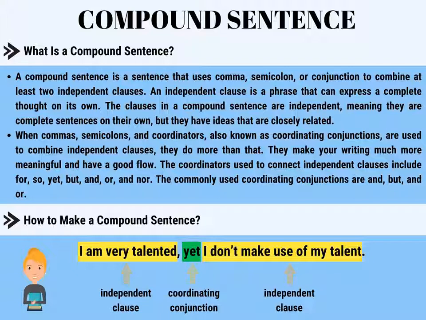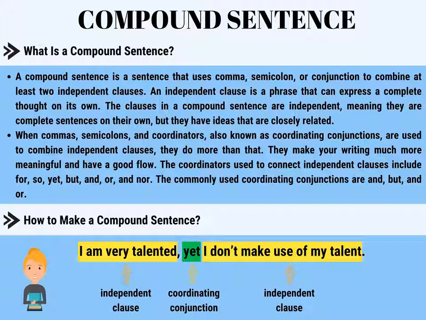Klausa-klausa di compound sentence itu bisa berdiri sendiri, meaning they are complete sentences on their own. Jadi kalau dipisah pun mereka tetap berdiri sendiri. But they have ideas that are closely related. Tapi mereka punya ide yang bisa berkaitan, so they can be combined by using comma, semicolons, or coordinators. The coordinators used to connect independent clauses include for, so, yet, but, and, or, nor.